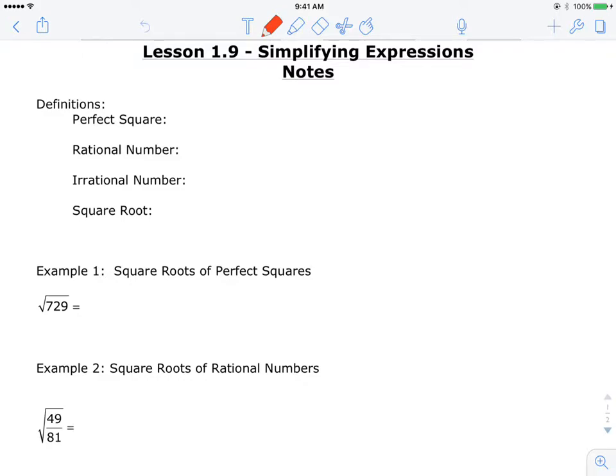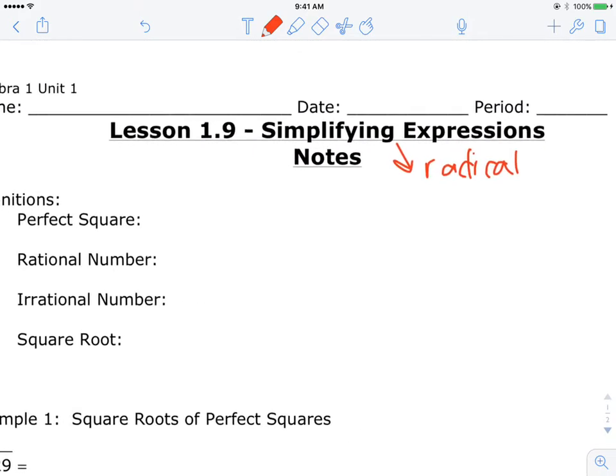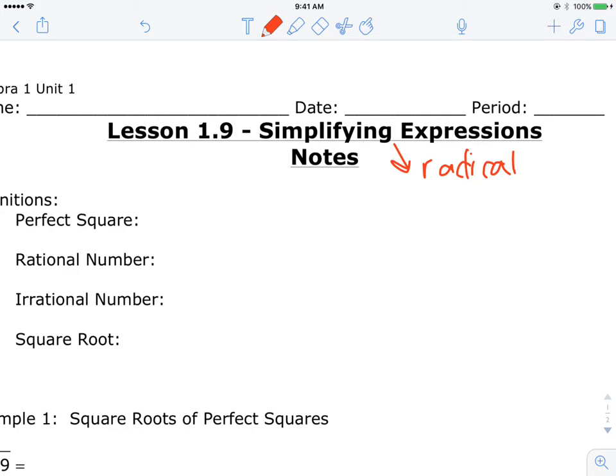All right, today we are talking about simplifying expressions. We're actually going to be simplifying radical expressions, which we'll talk about here in a sec. We're going to define some things for ourselves because I'm going to be saying these words throughout this video.